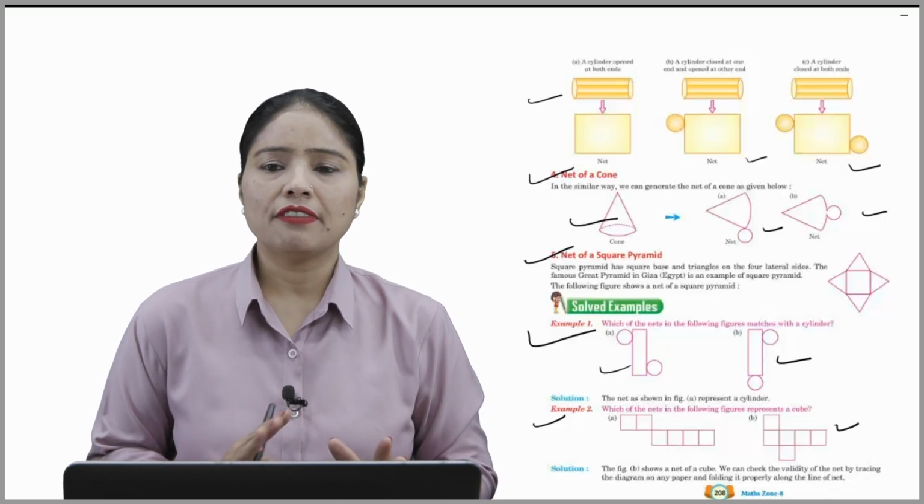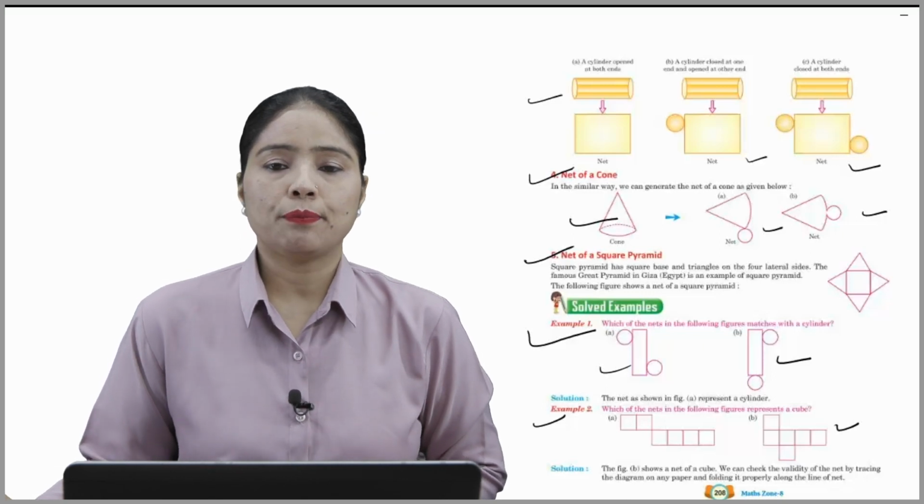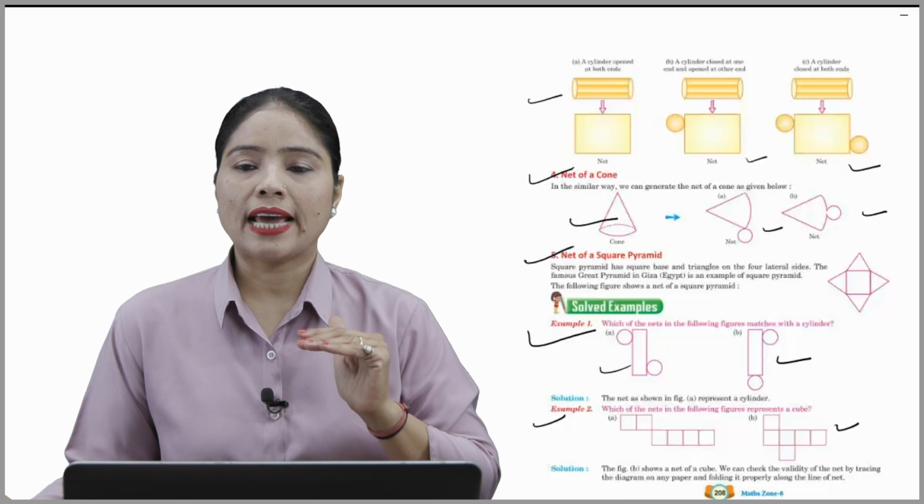We can check the validity of the net by tracing the diagram on any paper and folding it properly along the lines of the net.